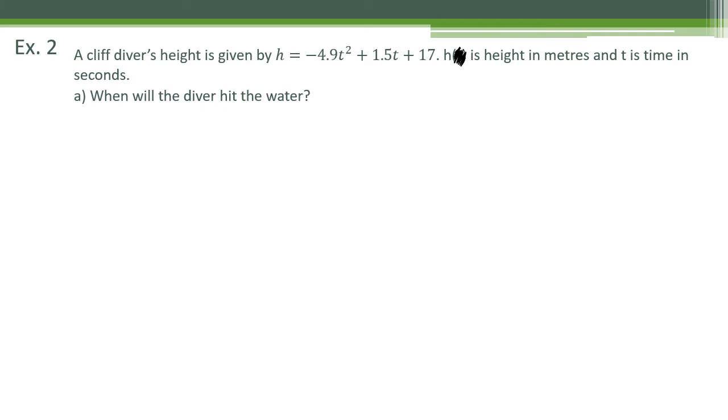When will the diver hit the water? So again, it's often a good idea to make a sketch. So we got height, we got water. I know my y-intercept is 17. That's just going back to grade 10. That's your last value in standard form. So we know that the diver, maybe they jump up, maybe they go right off, who knows. So when they hit the water, that's right there.